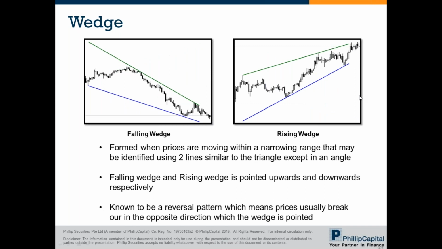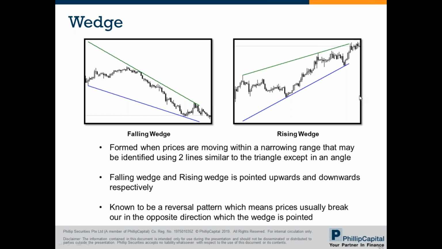Now we move into the next pattern, also known as a wedge. A wedge is formed when prices are moving within a narrowing range that may be identified similarly using two lines. You'll recognize that in most of these patterns, the use of two lines is key to capture these patterns. So the ones that I've covered so far are using two lines. This is the same in wedges, where it forms a pattern or a shape that is similar to a triangle, except it is pointed in an angle. Right, so the falling wedge is pointed downwards and the rising wedge is pointed upwards.